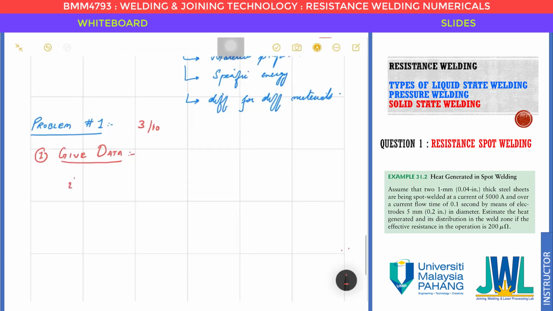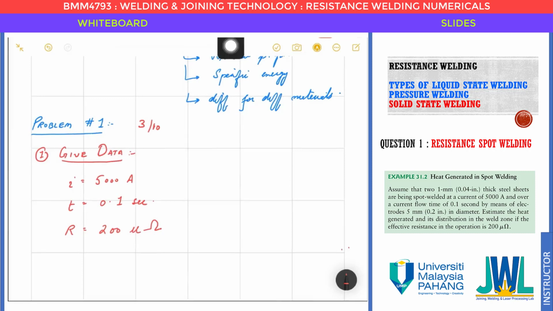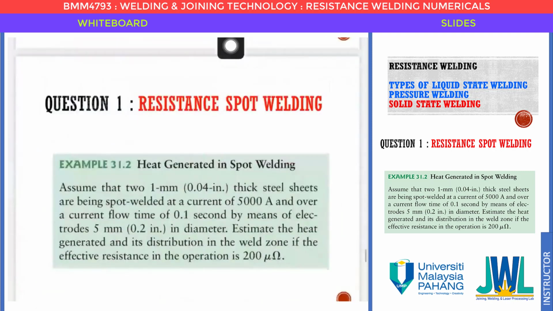Current I is equal to 5000 amperes. Time is equal to 0.1 seconds. Resistance R is equal to 200 microohms. Plate thickness is 1 millimeter, and electrode diameter is 5 millimeter.